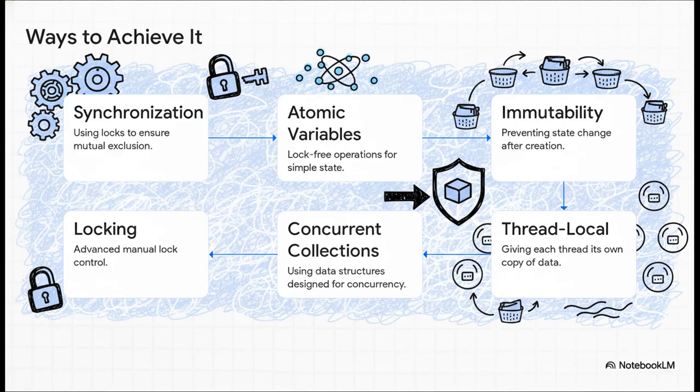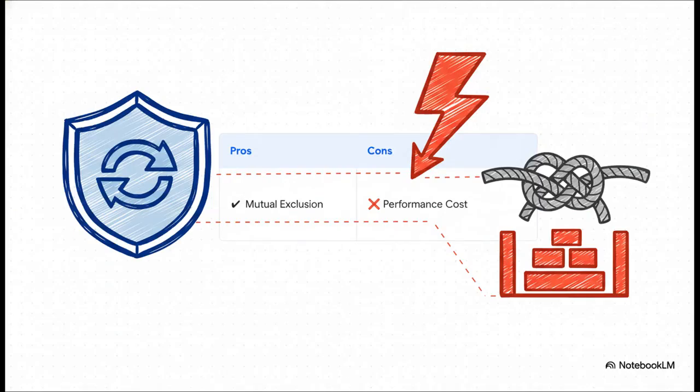We've got the atomic variables, which we just saw in action, and then you have some more advanced strategies like thread local storage, concurrent collections, and the one we're really going to zero in on today, immutability. Let's just touch on the most traditional tool for a second, the synchronized keyword. It is powerful, for sure.